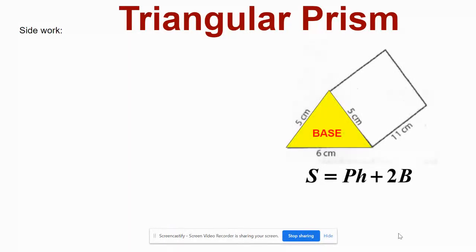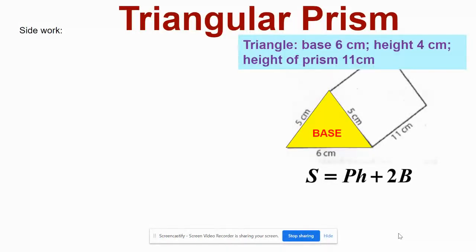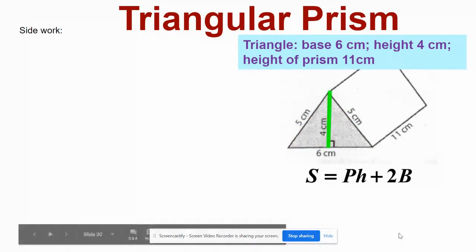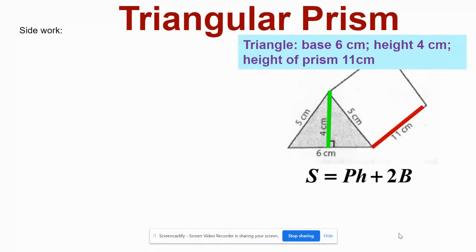We're going to identify our base as the triangle, and we see that the triangle has a base of 6 centimeters. Now, only looking at the triangle, which is our base, we now need to discover the height, which is 4 centimeters. And now the height of the prism is 11 centimeters.